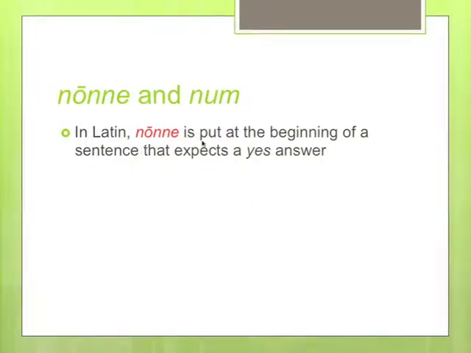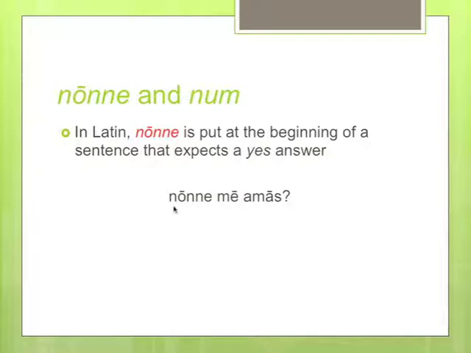In Latin, nonne is put at the beginning of a sentence that expects a yes answer. Nonne is just non, the word for not in Latin, plus ne, which is the question particle, the word that indicates that we're asking a question. This makes a great deal of sense. Around the world, if you ask a question negatively, it means you expect a yes answer. For instance, if I say to you, "Didn't you bring money?" I'm expecting you to say that you brought money. Or if I say, "Don't you have money?" I'm expecting you to say, "Yes, you have money." So nonne is just a negative way of casting a question, and that naturally leads to a yes answer.